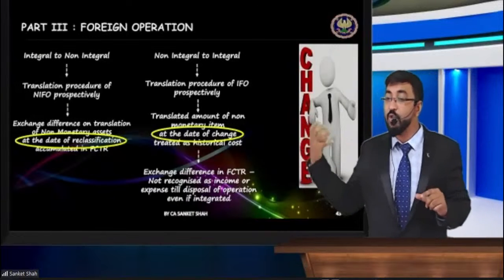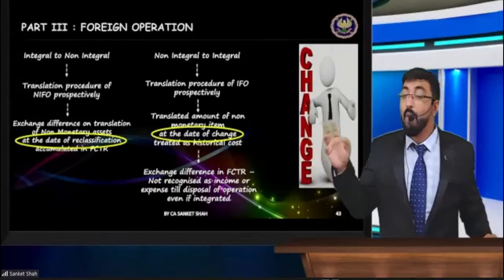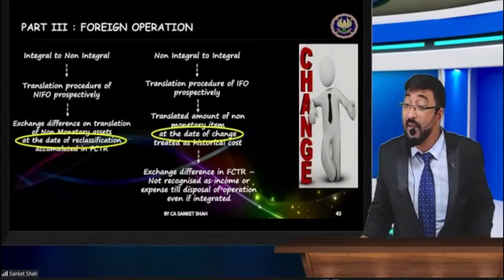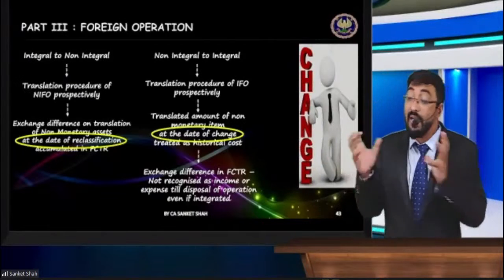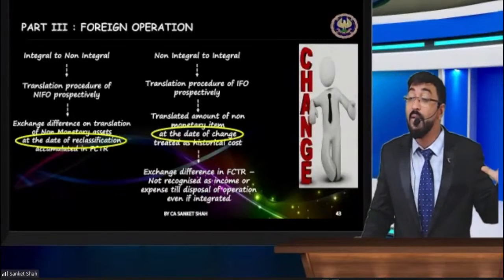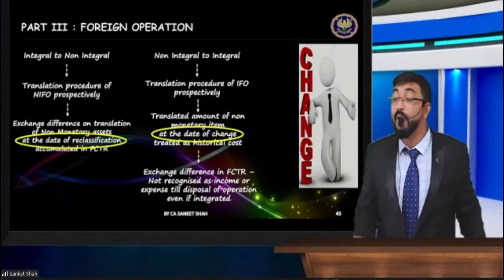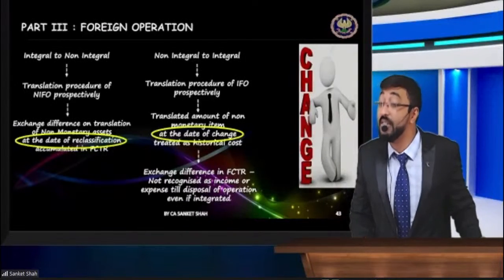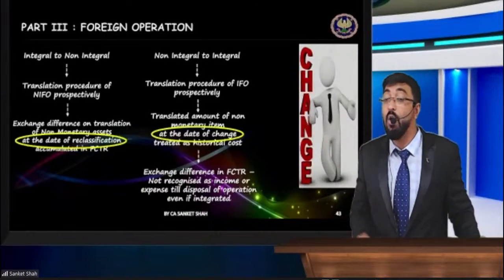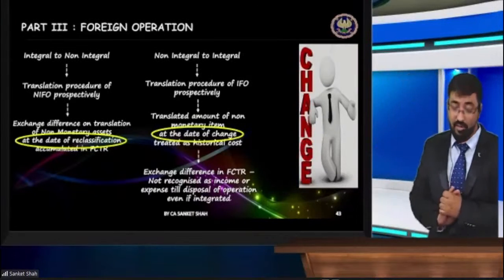Suppose you want to change your integral operation to non-integral. Up to then, in integral, you adjusted it in the profit and loss account, but on the date of reclassification the balance gets accumulated in the FCTR account. And suppose it is non-integral to integral, now you can't move back to your date of purchase, so here the date of change will be considered as the historical date, and whatever balance is in the FCTR will continue up to the disposal of the operation. So this is what Accounting Standard 11 is.